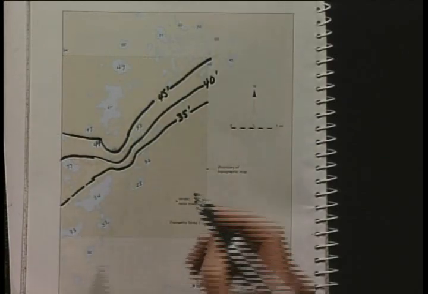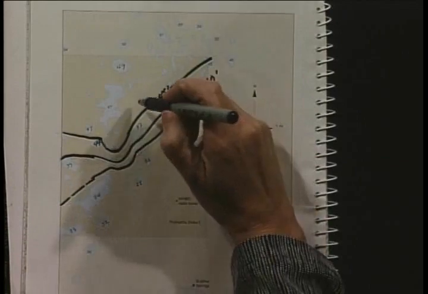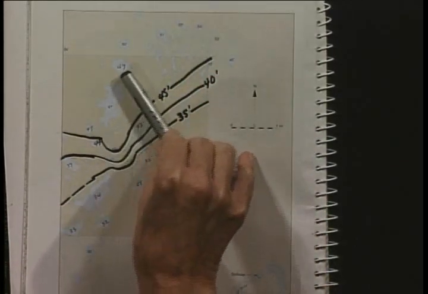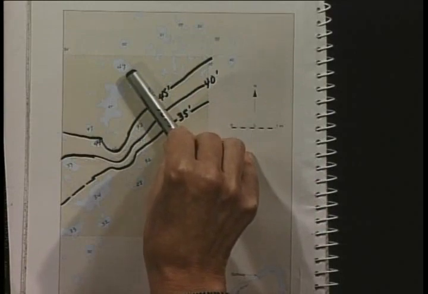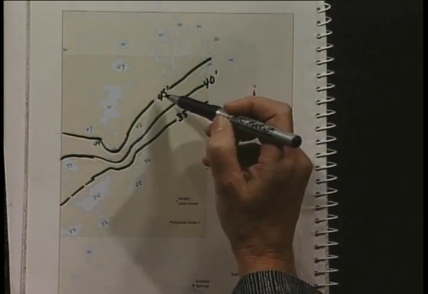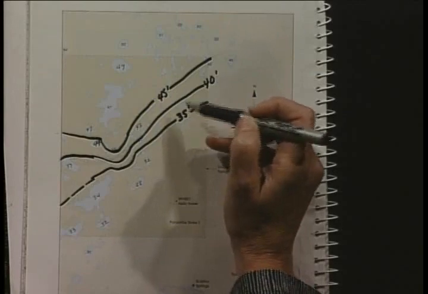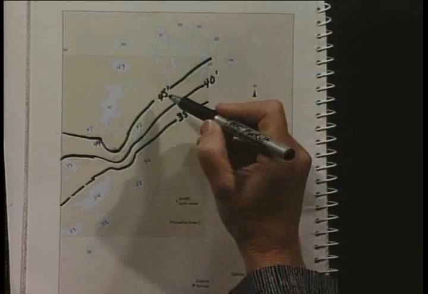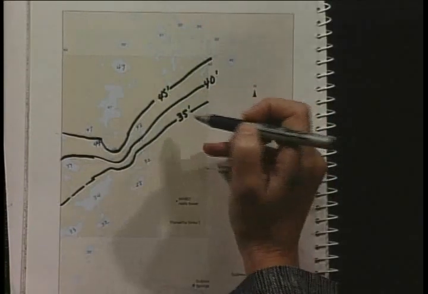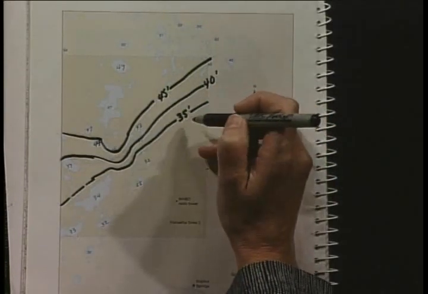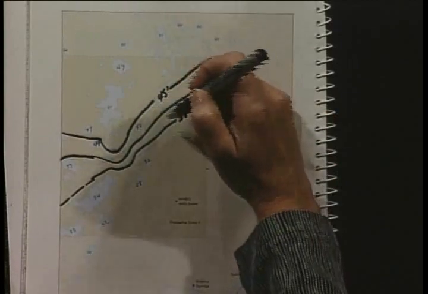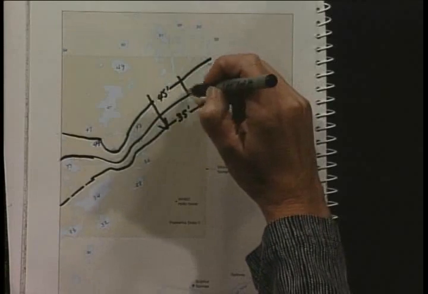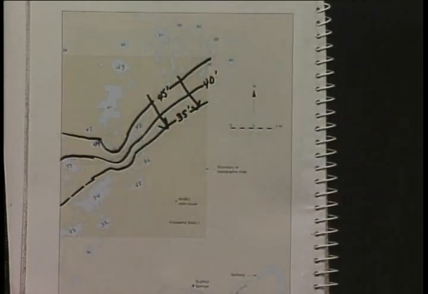The flow of the groundwater is going to be at right angles to these contour lines, which means it's going to be in this direction. It's going to be at a perpendicular. Now, is it going to flow from 45 to 35 or from 35 to 45? Right. It's going to flow from the higher to the lower, from areas of high pressure to areas of low pressure. So according to my very rough contours, our groundwater would be flowing in this direction.